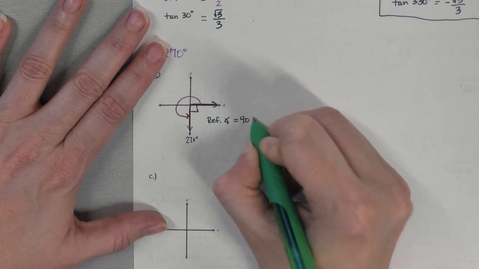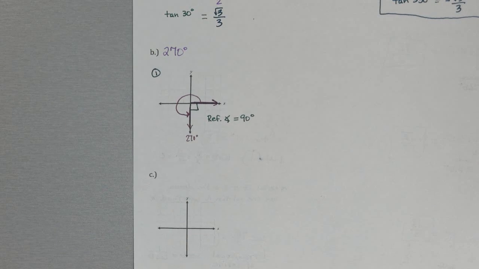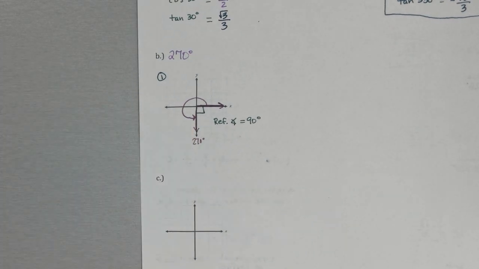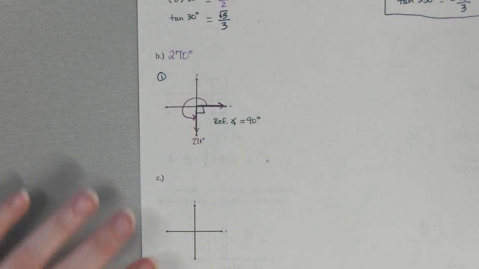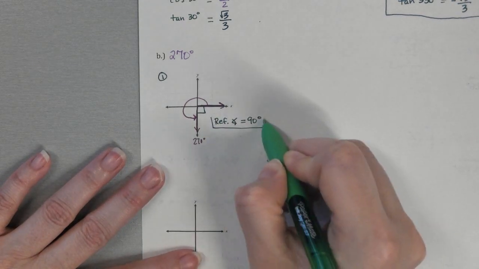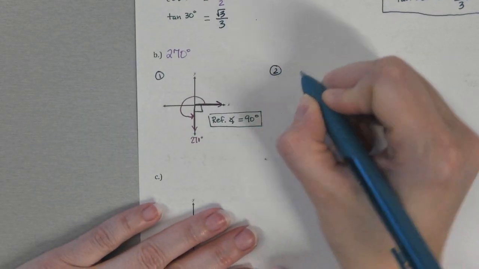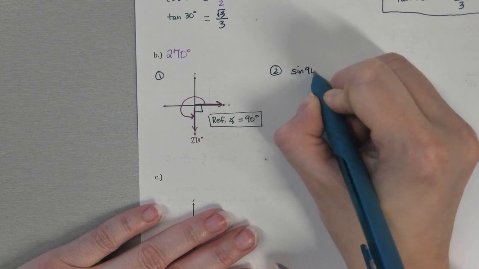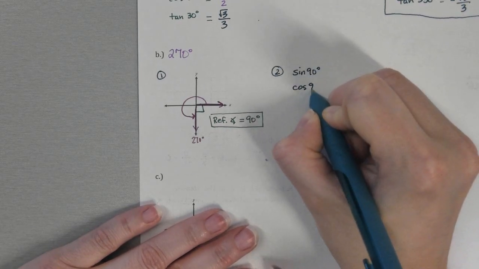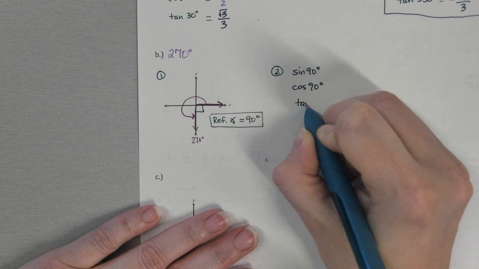This is a special case. It only happens when you're on the line, okay, but your reference angle is 90, okay? So that is step 1, is finding your reference angle. And step 2, all we have to do is find the sine of 90, the cosine of 90, and the tangent of 90.